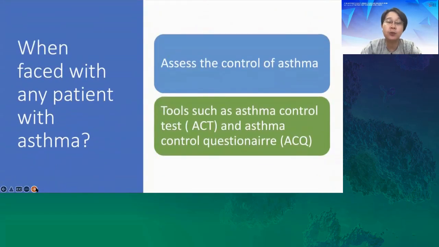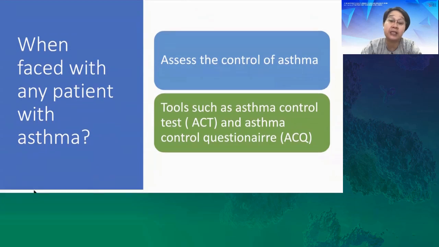So what would we do when we are faced with a patient with asthma? You have to assess the control of asthma. If the diagnosis is actually certain, you want to see what the control of asthma is like. And the tools that we frequently use are the asthma control test, otherwise known as the ACT, or the asthma control questionnaire, otherwise known as the ACQ.